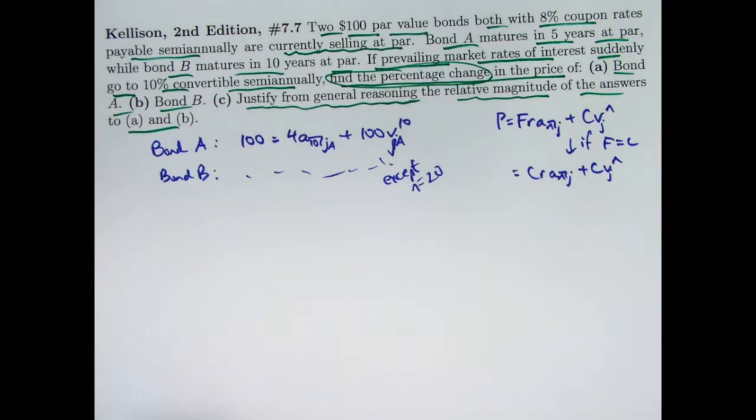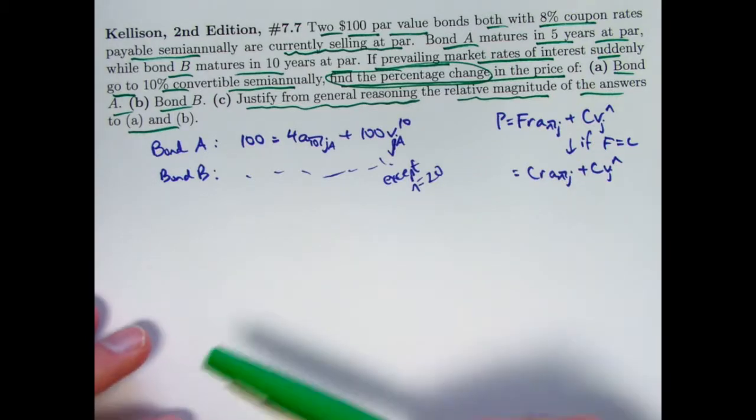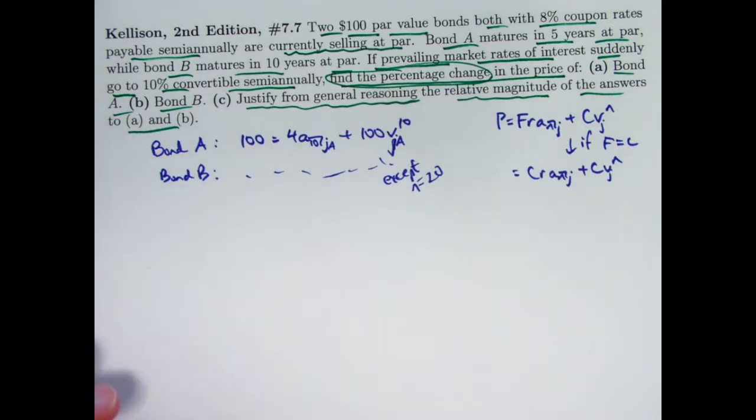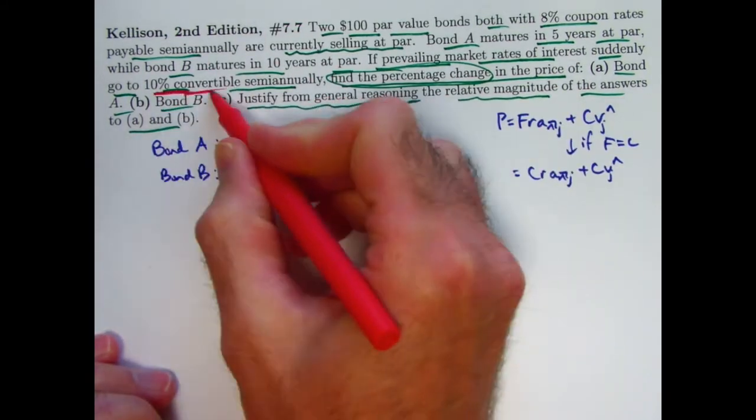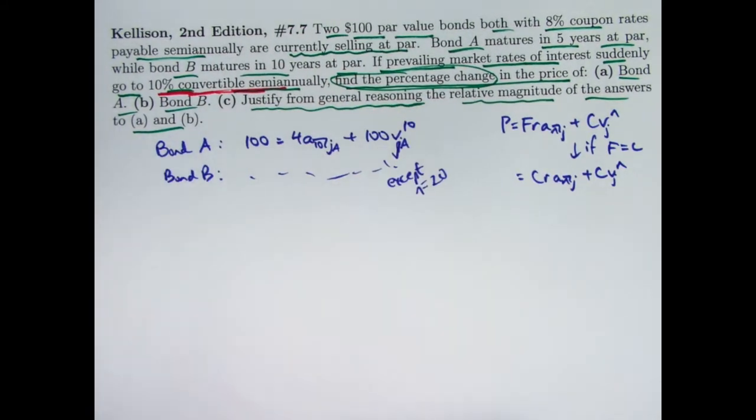So it's 4% in both cases. J then is going to increase to 5% from 4%. The price should go down from 100, which you already knew. We want to now find the percentage change in price. After I do that, we can justify from general reasoning the relative magnitude of the answers, but we can also look at the formula for the price in terms of the premium discount formula. So we'll do all that.